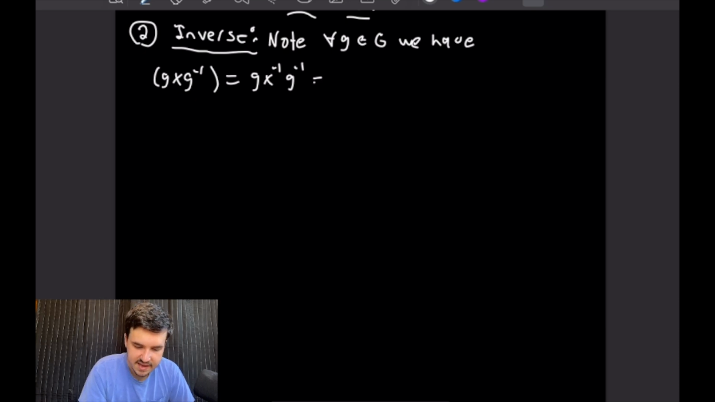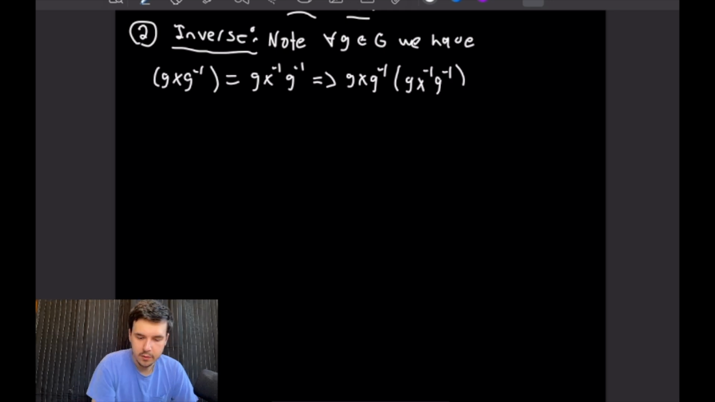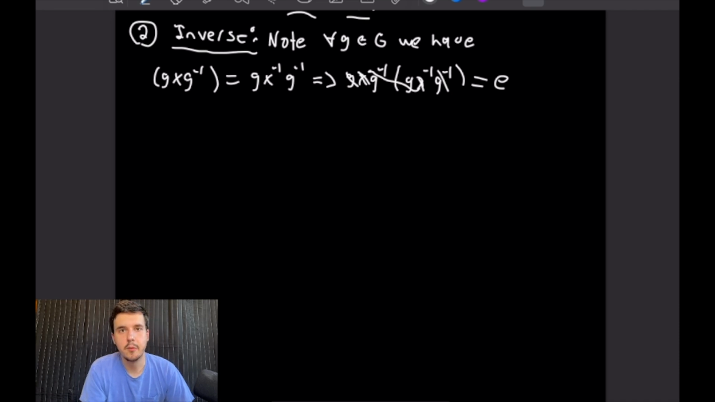So we can see that this is in fact a proper inverse, as if we multiply g x g inverse times g x inverse g inverse, we will have cancellation from the middle. This g inverse will cancel the g, the x inverse will cancel the x, and this g inverse cancels this g, and that will simply give us the identity element. So since we have inverses and the rest is inherited, our group of inner automorphisms on G must be a group.